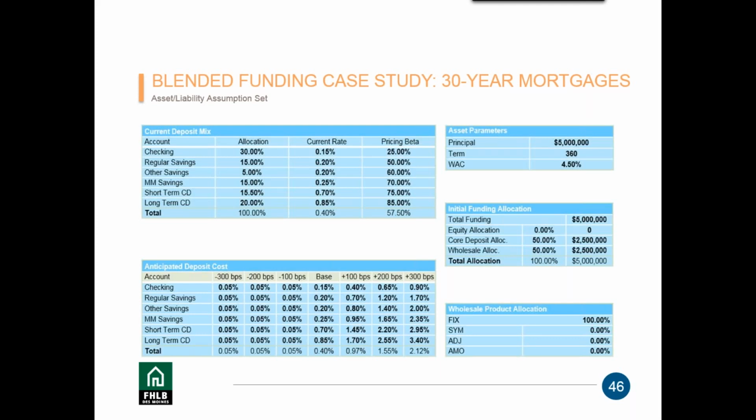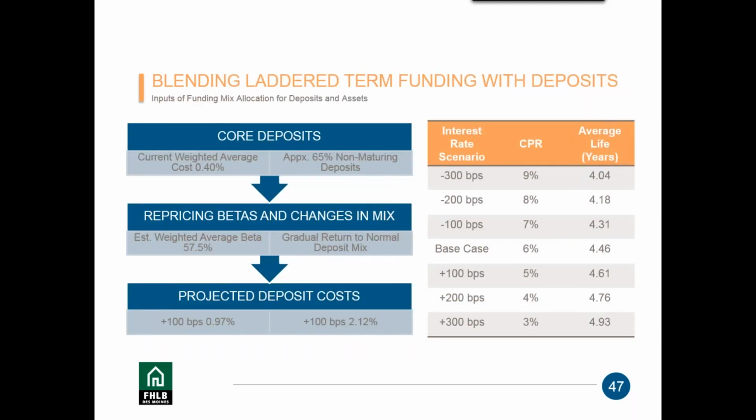In this case, we're evaluating a strategy of funding a $5 million asset, assumed to be a 30-year mortgage or mortgages. One half of the funding is going to be sourced from the deposit portfolio. The other half is going to be derived from a ladder of 1 all the way out to 7-year advances. And we've assigned allocations and pricing betas for each of our deposit categories. And with these inputs, we can derive each deposit category's cost in a variety of rate scenarios.